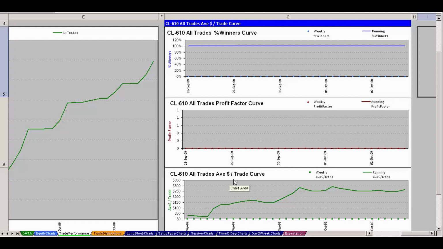That's average dollars per trade, not the average dollars won over average dollars lost. And it started building up here until it hit this peak of around $300 on average per trade, and then it started to fall off a little bit. So that's what the first week looked like.